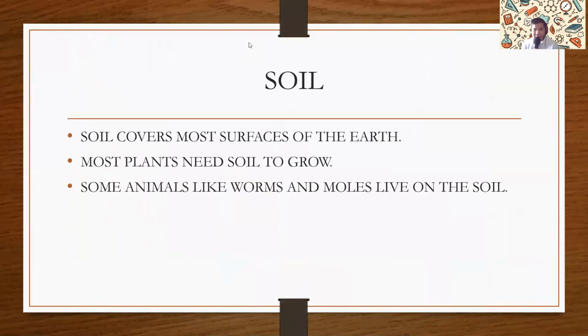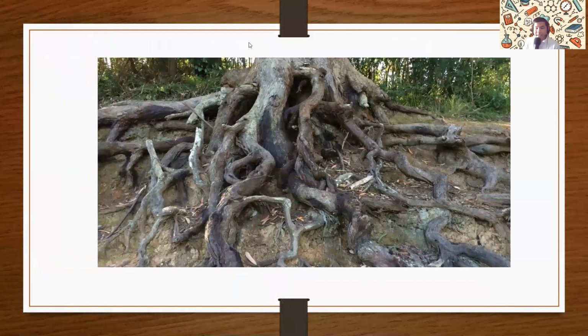Soil. Soil covers most surfaces of the earth. Most plants need soil to grow. Some animals like worms and moles live in the soil. Now, if an area has, shall we say, too much sand, not many plants can live there. However, if the area has soil like in the picture, enough for big trees to survive, then you will likely find those big trees in those specific areas.